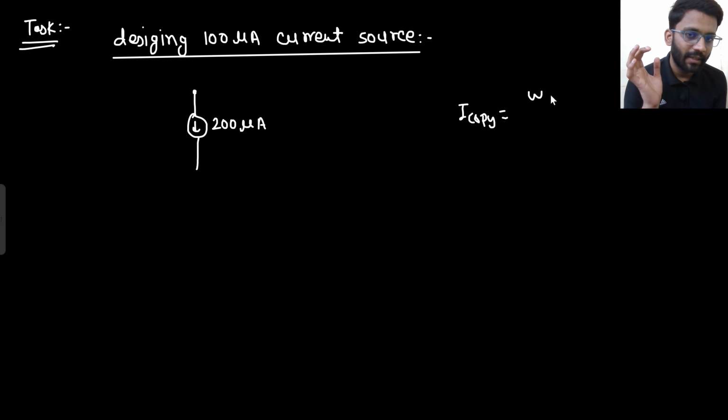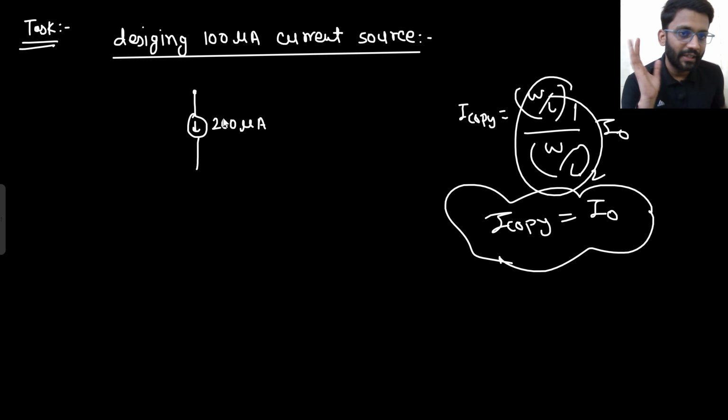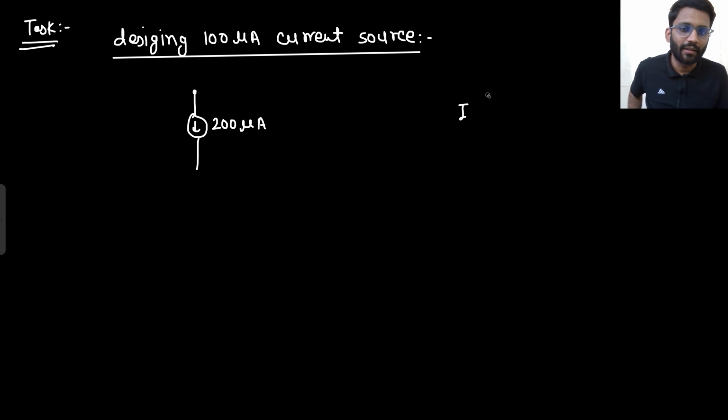Copied current is W by L of one divided by W by L of the other, times the current. Now W by L is the same, so the copied current will be the same as whatever current you are having. But the current that you are having is 200 microampere, so you need to get 100 microampere out of it. Say yes or no. How can you get 100 microampere from a 200 microampere current?